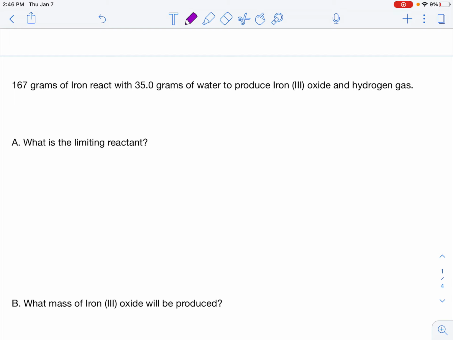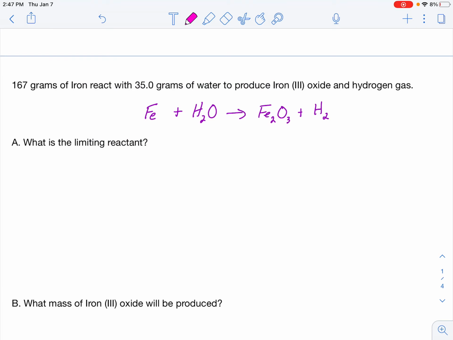We still need to start with a balanced chemical reaction. So we have 167 grams of iron react with 35 grams of water to produce iron 3 oxide and hydrogen gas. Yours might say water there because that was a typo, but I fixed it. I don't think I fixed it on your copy. Sorry. Let's write a reaction. We have iron and water to produce iron 3 oxide and hydrogen gas.